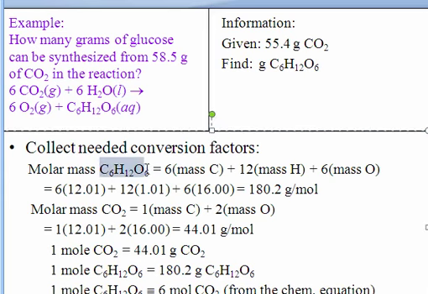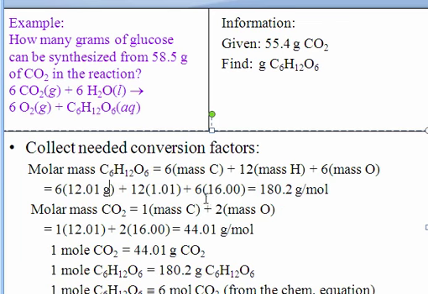So the molar mass of glucose, we have 6 carbons, 12 hydrogens, and 6 oxygens. If we look at our periodic table, a mole of carbon is 12.01 grams, a mole of hydrogen 1.01 grams, and a mole of oxygen 16 grams. So when we multiply these values and add them, we get 180.2 grams per mole. This is the molar mass of glucose.